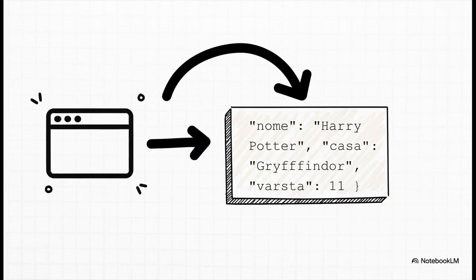So this is what the client sends us. Maybe it's a web form, maybe it's a mobile app, doesn't matter. It's a neat little package of data, a JSON object, with the details for our new student, Harry Potter. Our server needs to be ready to catch this package and know what to do with it.